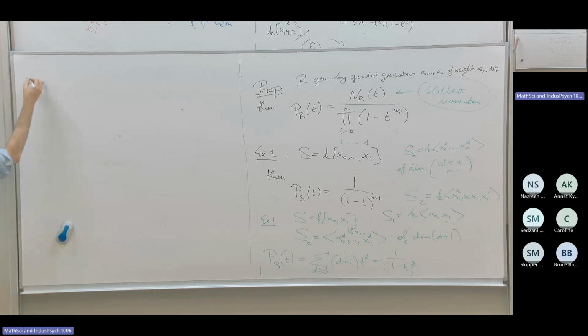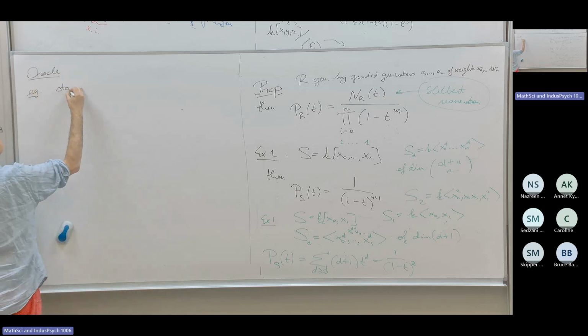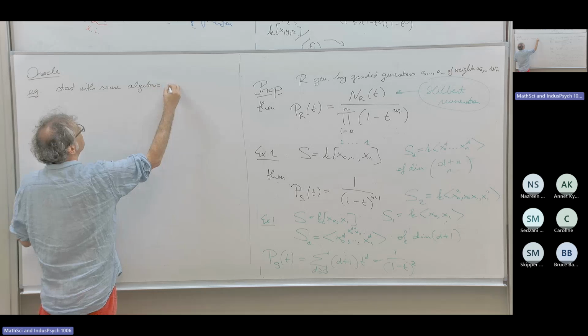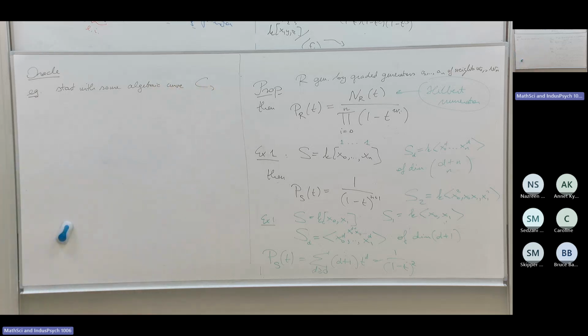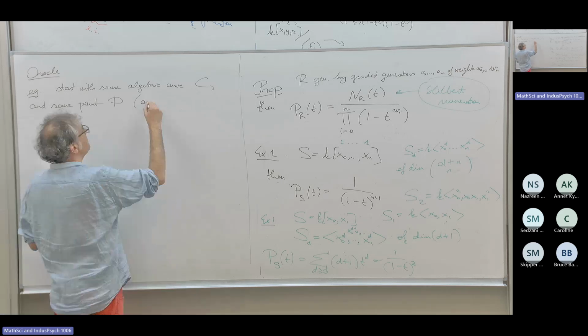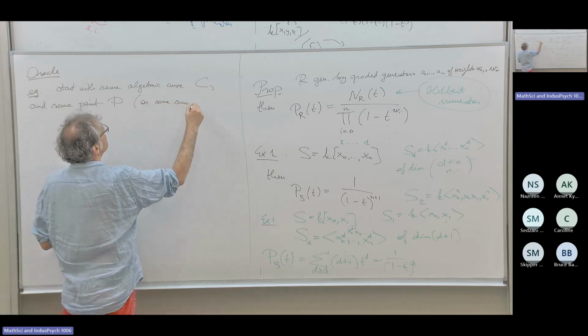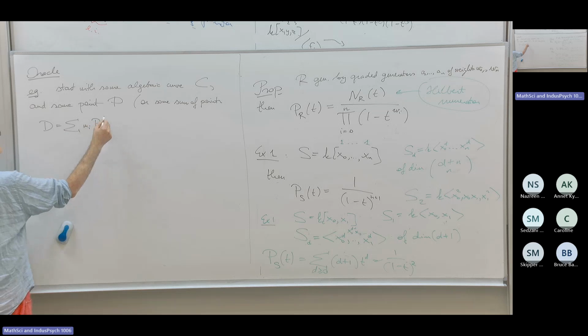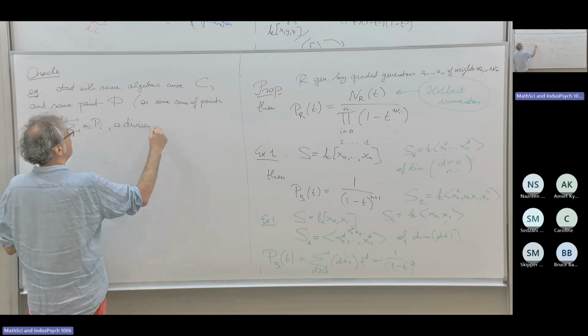So what is the oracle? Again, there are different starting points, but for example, start with some algebraic curve C and some point P, or more generally what's called a divisor, or some sum of points, D equals sum m_i P_i, a divisor on C. And then we get a graded ring.